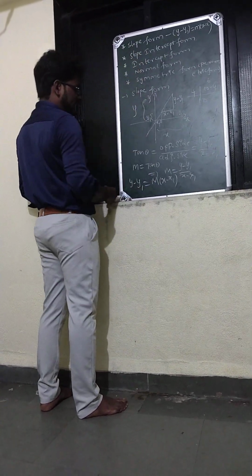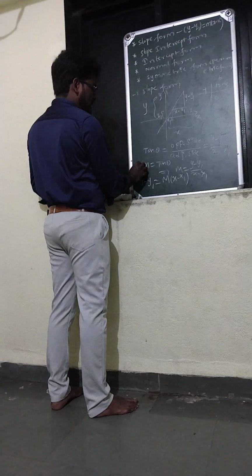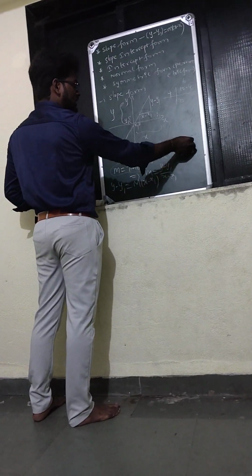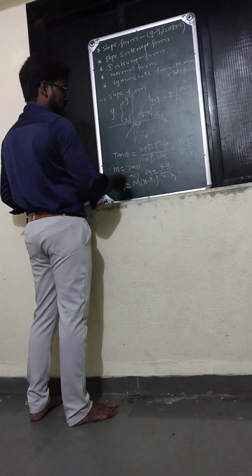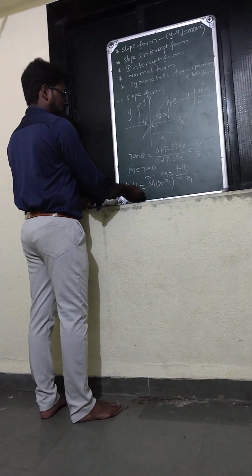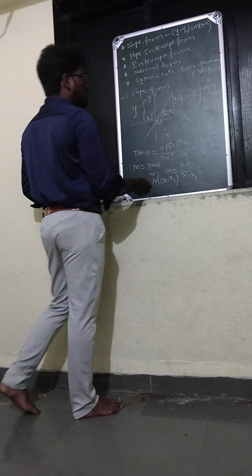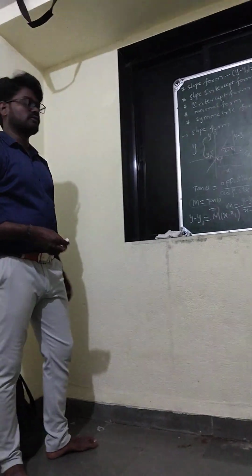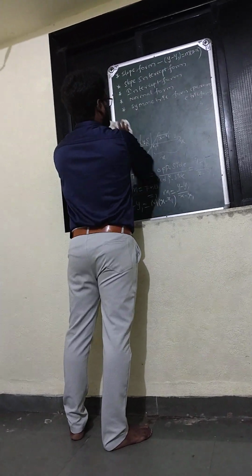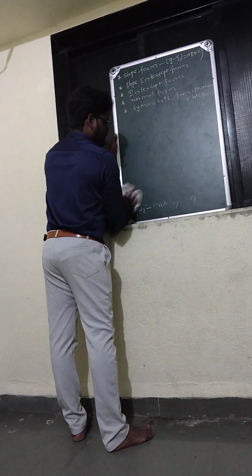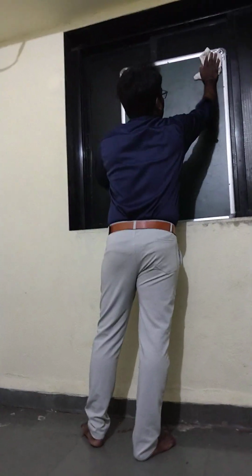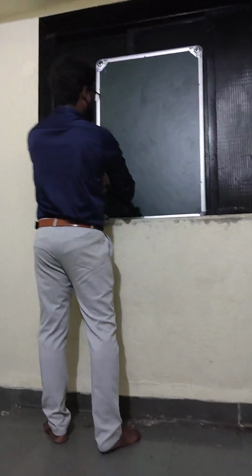Here m equals tan theta. Then m equals y minus y1 by x minus x1. Shifted to the LHS, y minus y1 equals m into x minus x1. And the slope form is completed. And the remaining various forms. Slope form is completed. What is the next form? Intercept form.